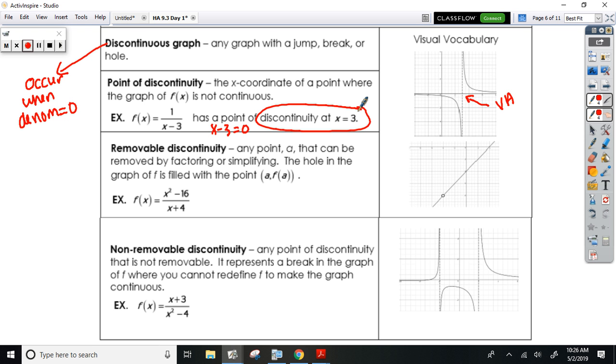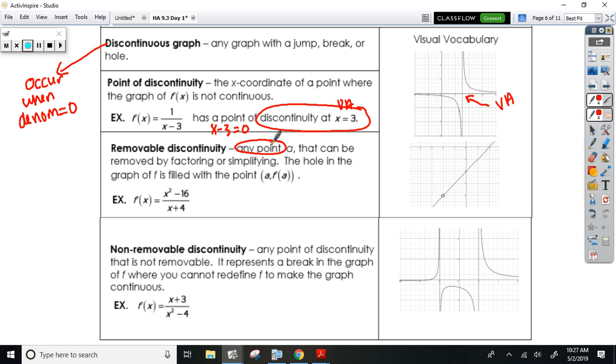Thank you. Okay, and this is a vertical asymptote because it's the equation x equals the number. And you can look, this is the actual graph of that function. The second type is called a removable discontinuity. A removable discontinuity is a point that can be removed by factoring and simplifying the numerator and denominator. The hole in the graph will be filled with an open circle to show that you're skipping over that point.